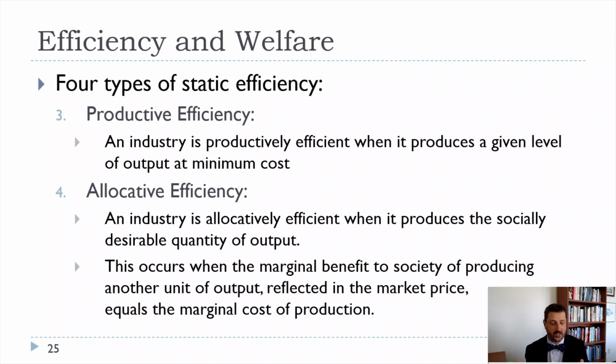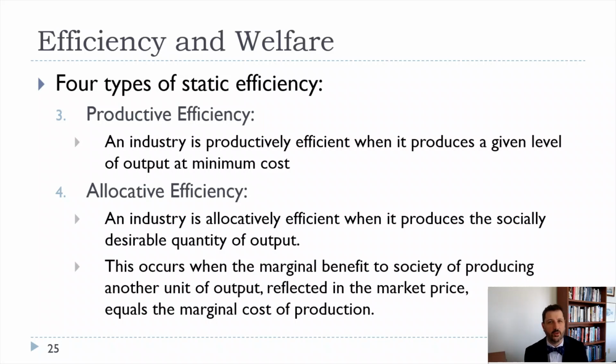Because I just said we tend to see that bigger firms are more efficient than smaller firms, but we also see that these smaller firms often exist. And so most industries, I think we could argue, are not productively efficient, but that's going to vary depending on the industry. And then we have allocative efficiency, right?